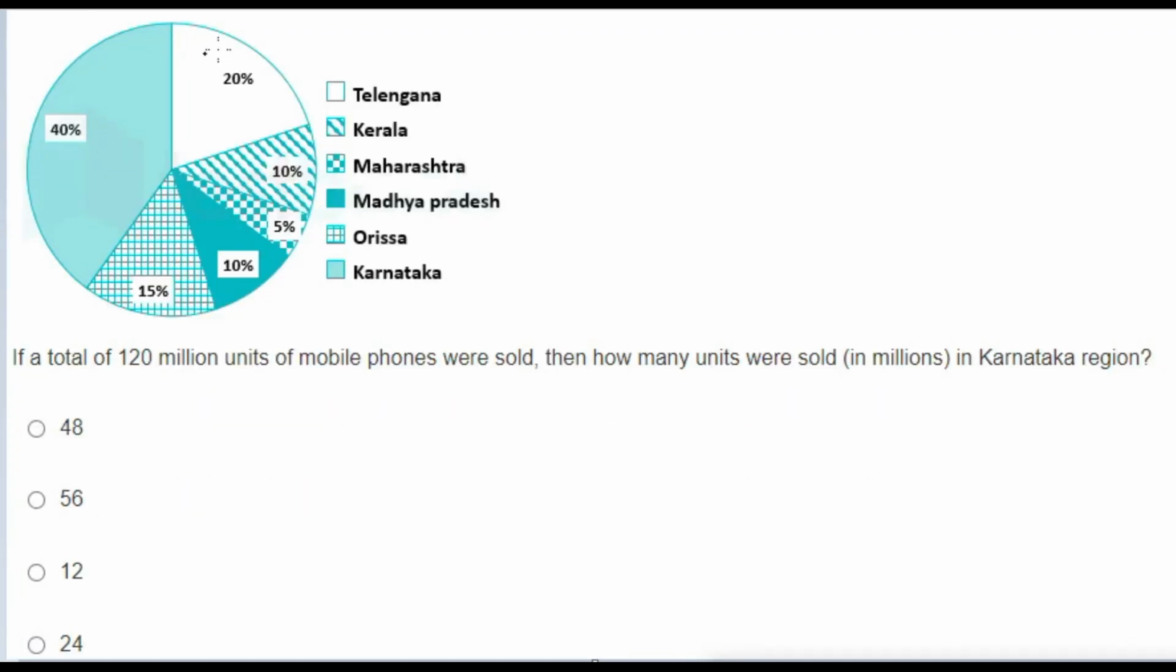The question is going to be very simple. They are given one chart, showing the variation of states with respect to the mobile phones sold. Let's pick the mobile phones sold, and the totals. The total sold is 120 million units, and they have asked how many units were sold only for the Karnataka region, in millions, because the chart is given in millions.